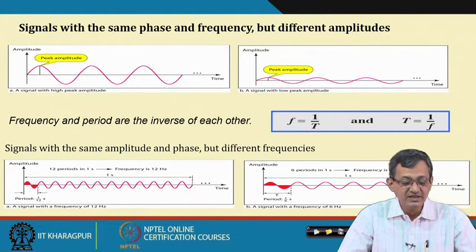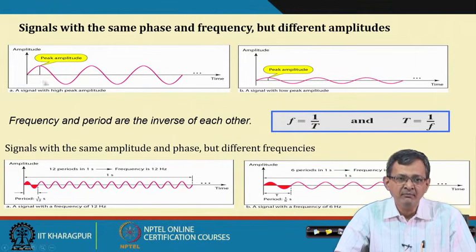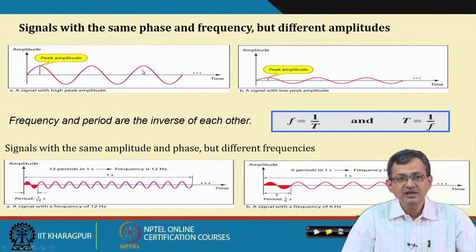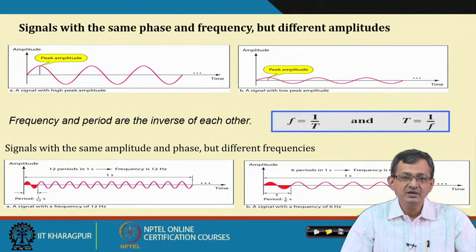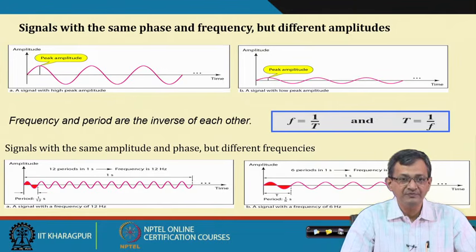So, signals with same phase and frequency, but different amplitude. So, this is starting at the same time, that is 0 and 0, having same frequency repeatability, this and this, whereas they have different amplitude, right. Frequency and period are inversely proportional. So, frequency equals 1 by T. It repeats every T time duration. So, frequency will be 1 by T, or T equals 1 by f.